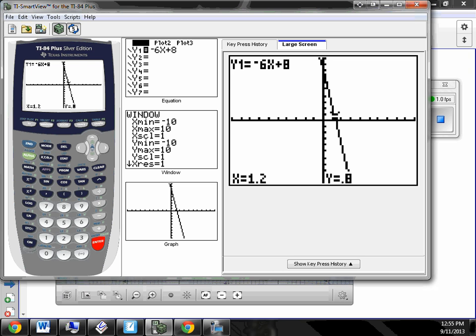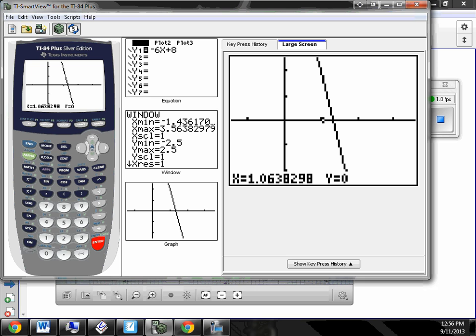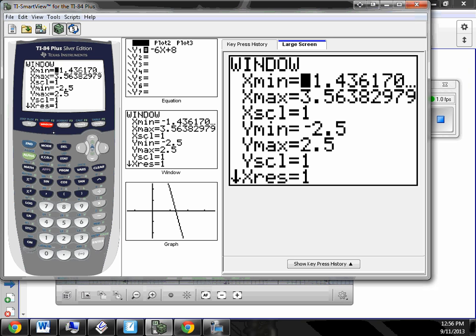If you push zoom and go to zoom in, it's going to ask you where do you want to zoom in. Well, I want to zoom in as close to that number as possible. So you can see there's a little cursor. Just move the cursor to where you want to zoom in and push enter, and we'll zoom in. Okay. Well, I can also do that by changing my window. So I'm going to push the window button, and this tells me how much of the x-axis I'm looking at and how much of the y-axis I'm looking at.